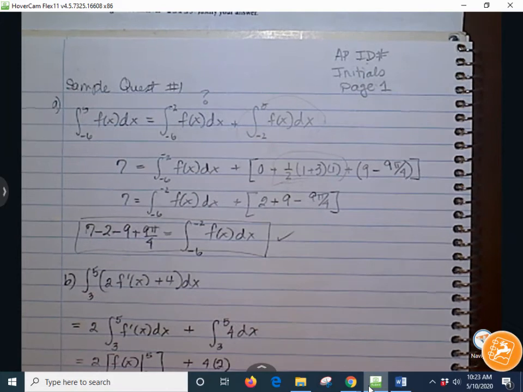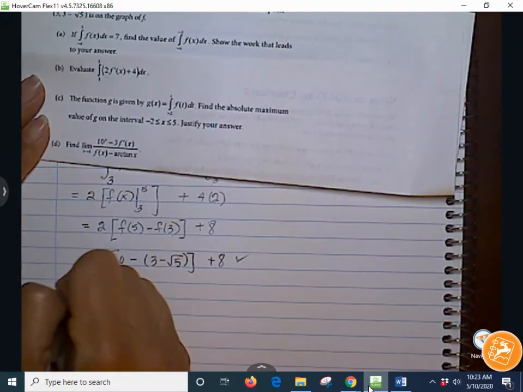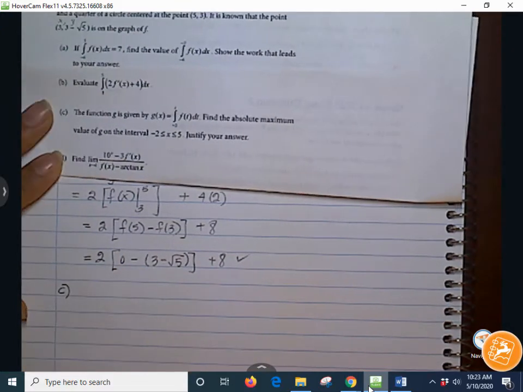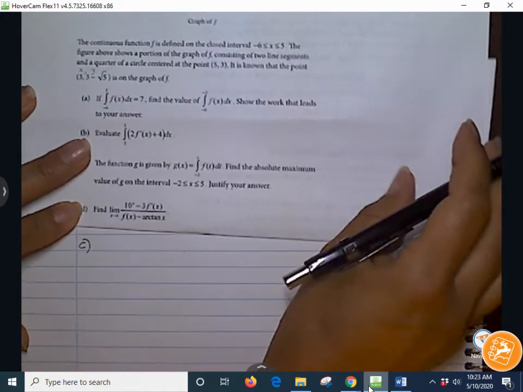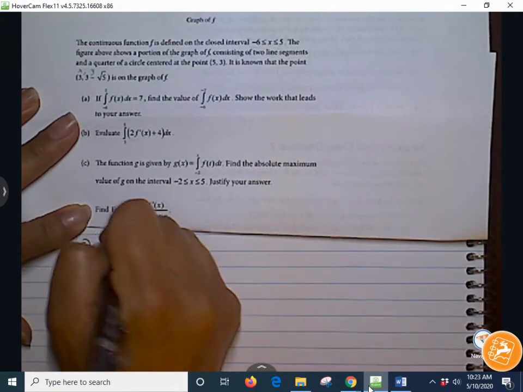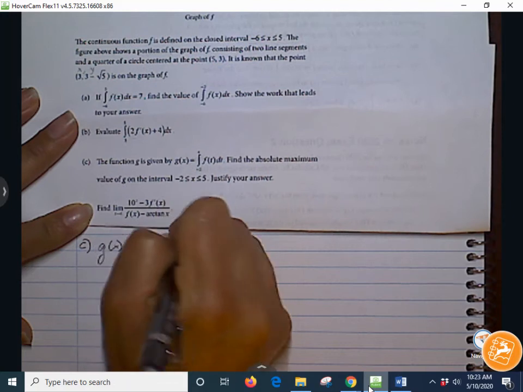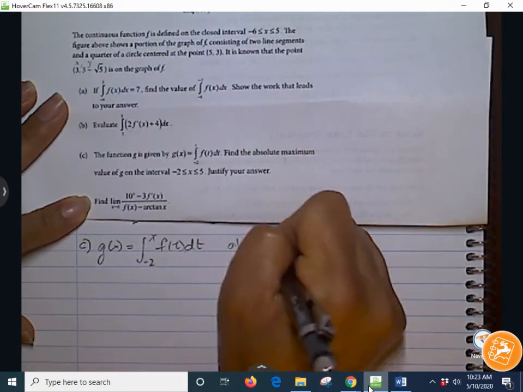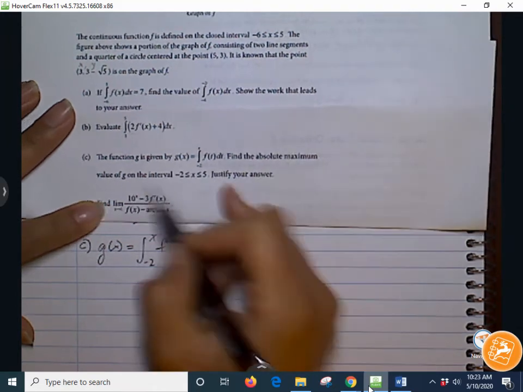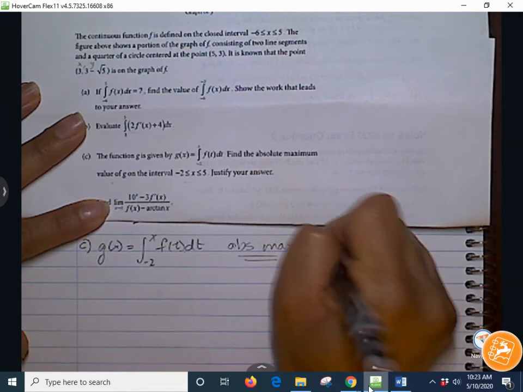All right, so now, Part C. Part C says the function g is given by this. Okay, so I'm going to write it down. g of x is the integral from -2 to x of f of t dt. Find the absolute max. Okay, I'm finding the absolute max. Important. Value of g on the interval of this.